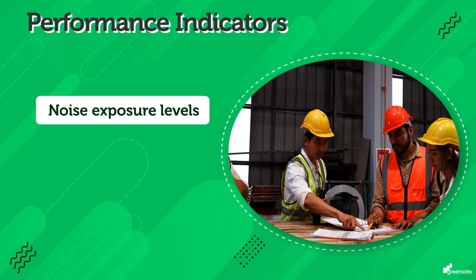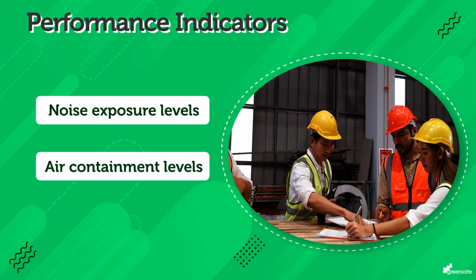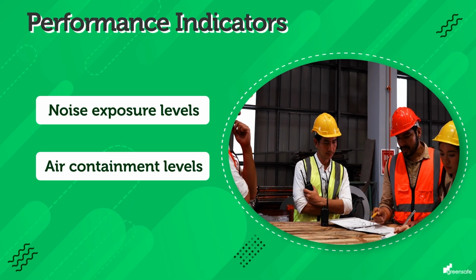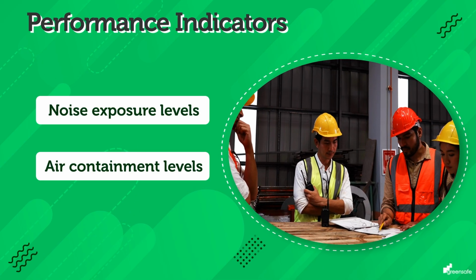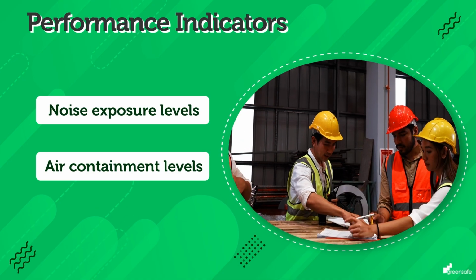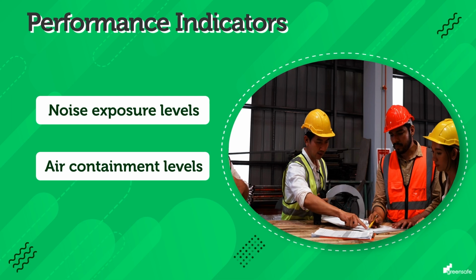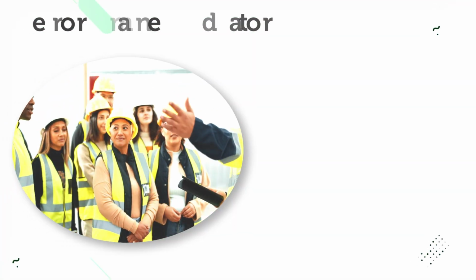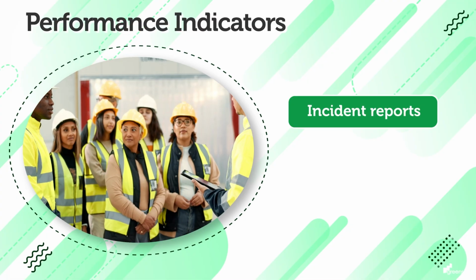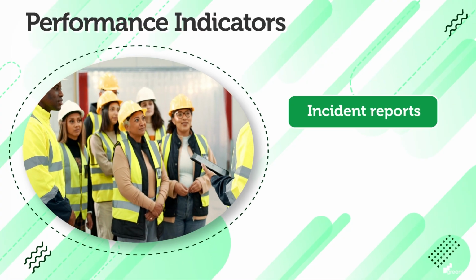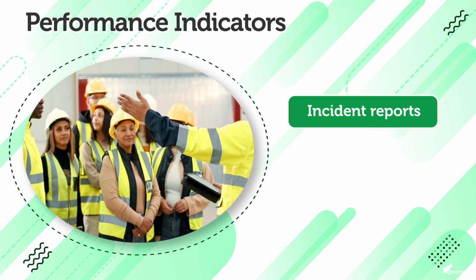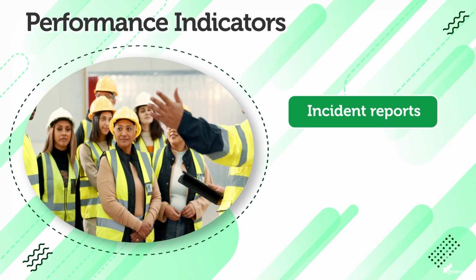First of all, noise exposure levels and air containment levels. These indicate the health of the environment. Countermeasures will be implemented if readings exceed acceptable levels. We also have incident reports. The number of incidents reflects the WSH status; improvements should be implemented if the number of incidents increases.